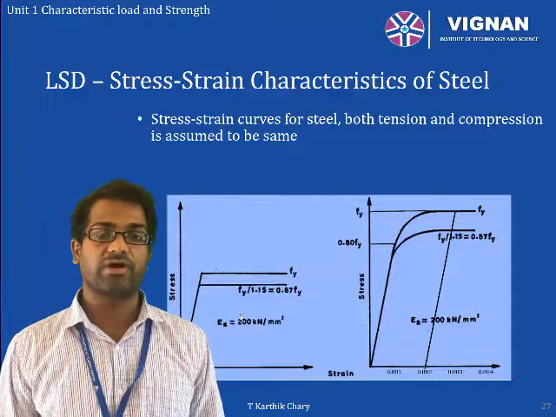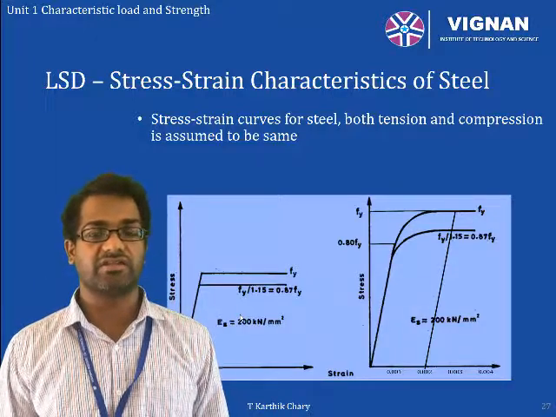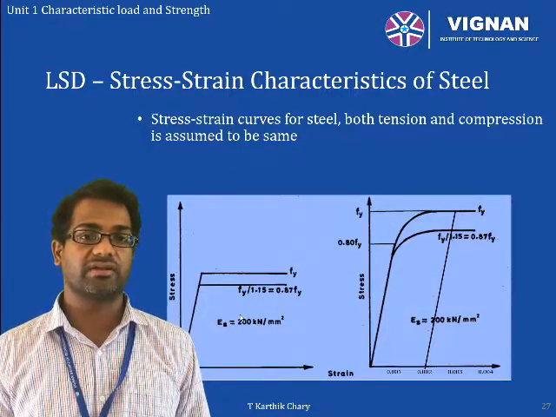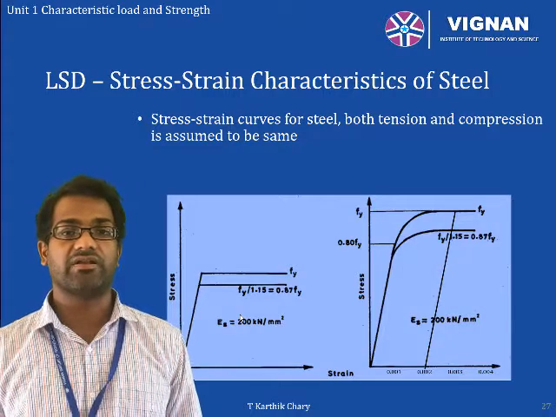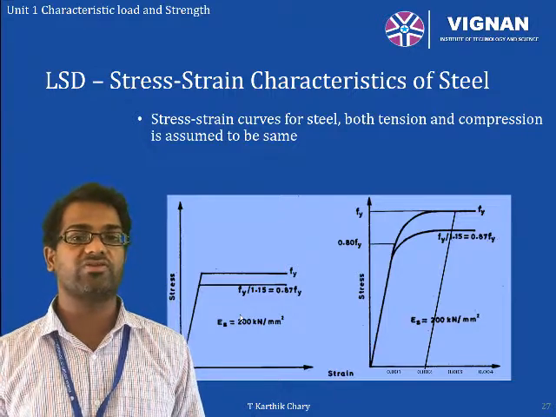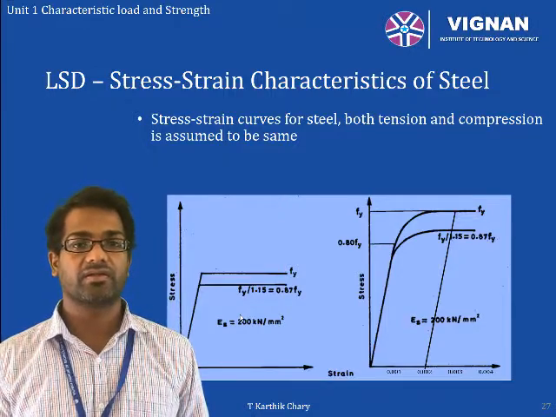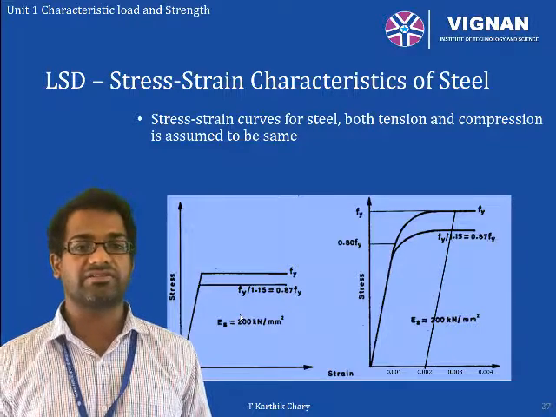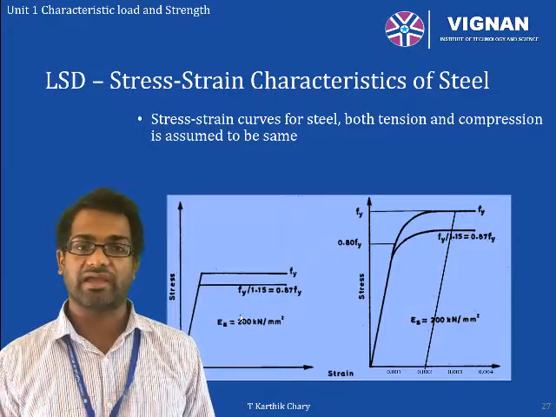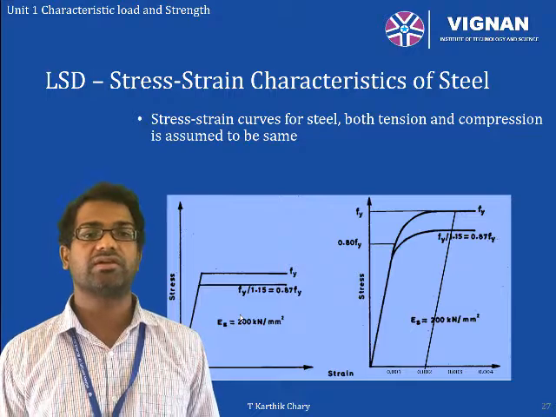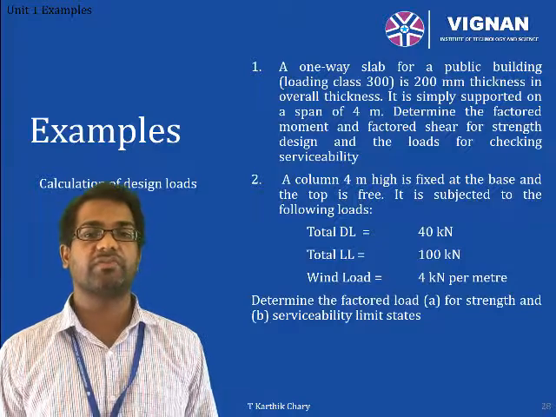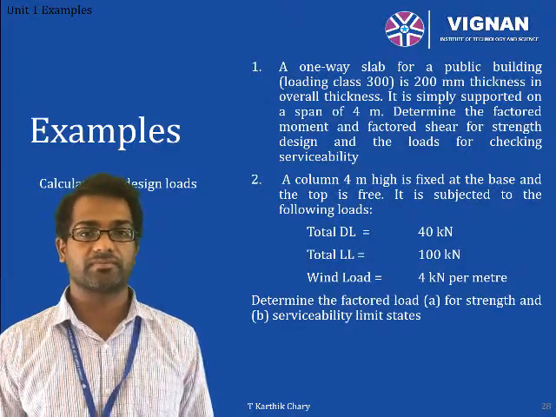When you compare the same stress strain curve for high yield deformed steel bars, you can see there is no definite yield point. So what we do is take 0.2 percent strain, which is 0.002, and draw a parallel line as shown in the figure, and wherever it touches the curve, that value is taken as the yield strength of the deformed bar. Again, if you divide by the partial safety factor, you will get the design strength. Here we have two problems which we will discuss later. Thank you.